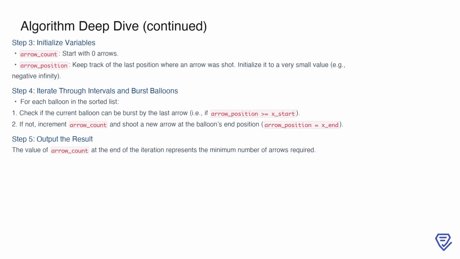For each balloon, we check if its starting position, x_start, is greater than the current arrow_position. If it is, this balloon cannot be burst by the last arrow, so we increment arrow_count and shoot a new arrow at the balloon's end position, updating arrow_position to this value. If the balloon's starting position is within the range of the last arrow, no new arrow is needed. At the end, the total arrow_count gives us the minimum number of arrows required to burst all the balloons.